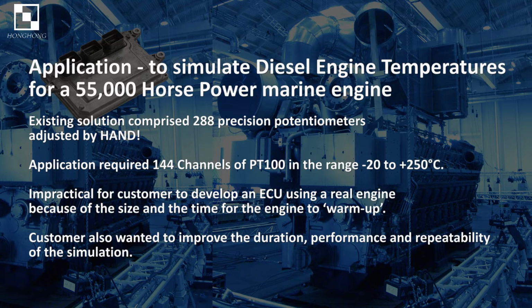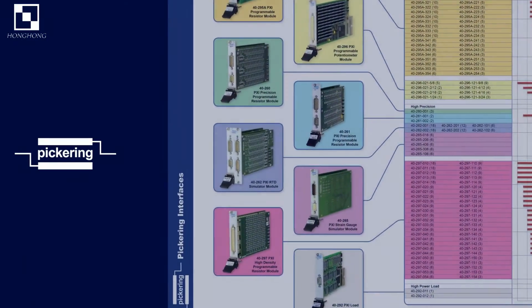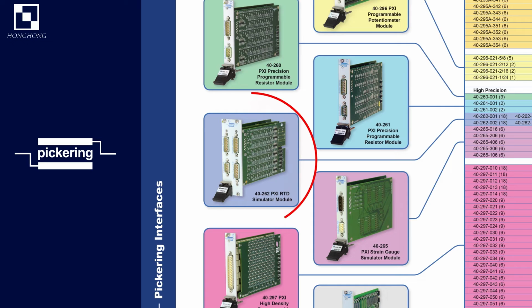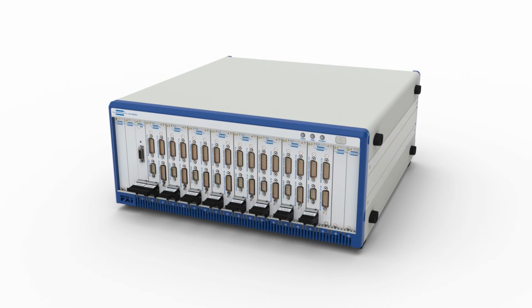As you can imagine, it was impractical for them to develop an ECU using a real engine because of the size and the time for the engine to warm up. Additionally, they also wanted to improve duration, performance, and repeatability of the simulation. Pickering met their requirement using a variant of our 40-262 PXI Precision Programmable Resistor module. This particular product provides up to 18 channels in 2 PXI slots. This product also benefits from having open and short circuit switching, which can be used for simulating faulty wiring. We supplied 8 modules across 16 slots of a PXI chassis for a total of 144 channels.